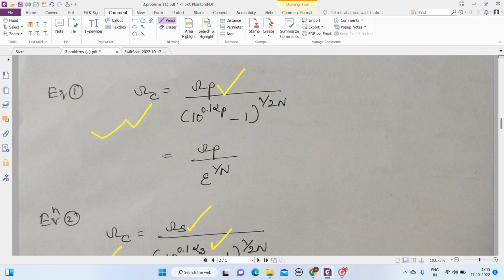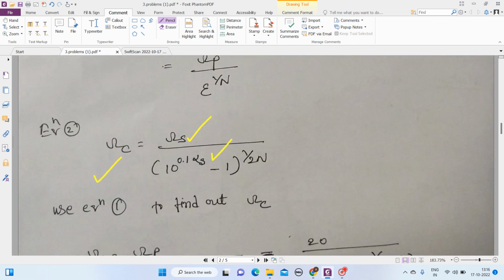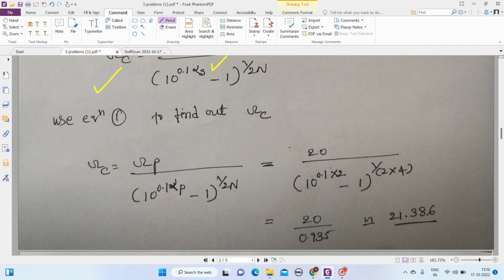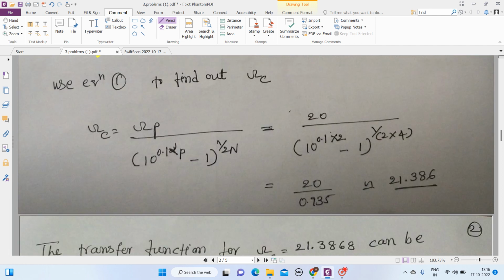Okay, so omega p divided by (10 to the power of 0.1 alpha p minus 1) to the power of 1 by 2n. Right, n is the order of the filter, omega p is the passband frequency, alpha p is the passband attenuation. The unit of passband attenuation is decibel. The passband frequency is in radian per second. So here we know the order of the filter n is equal to 4. Using those values, just substitute them in equation 1 for the cutoff frequency. Okay, so omega p is 20, alpha p is 2.